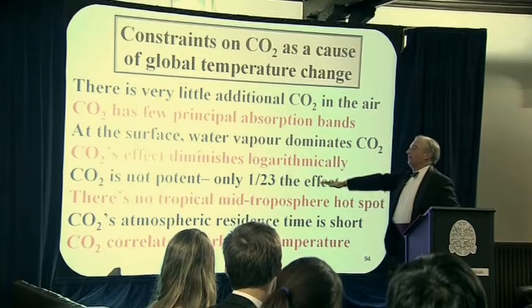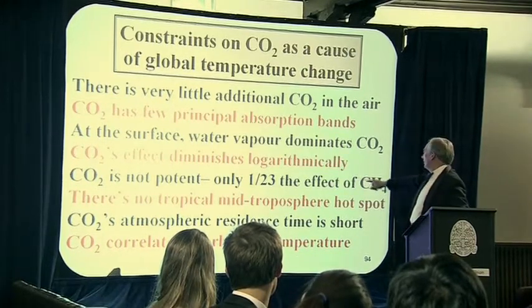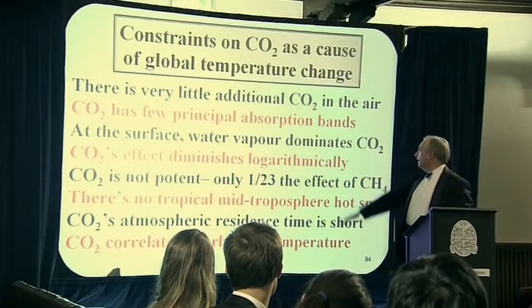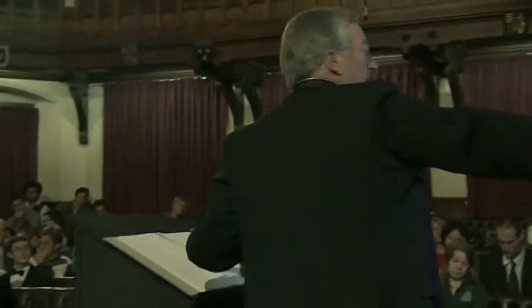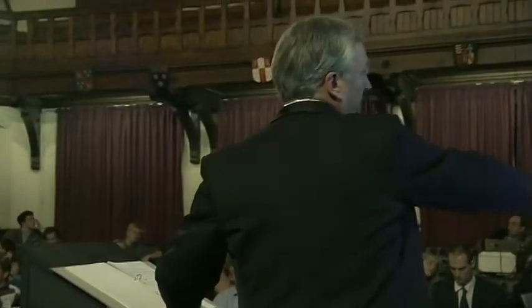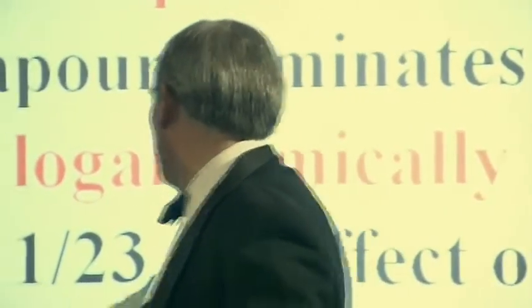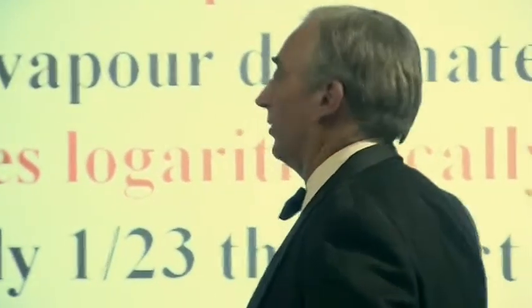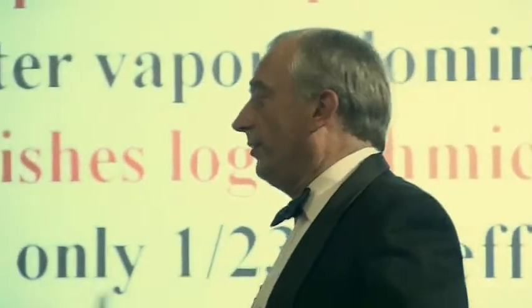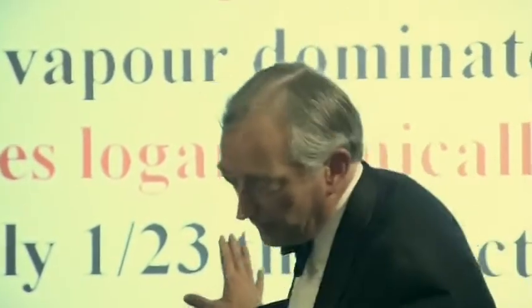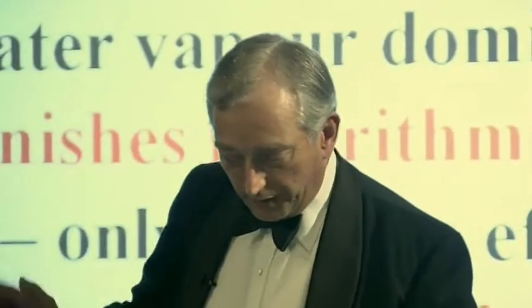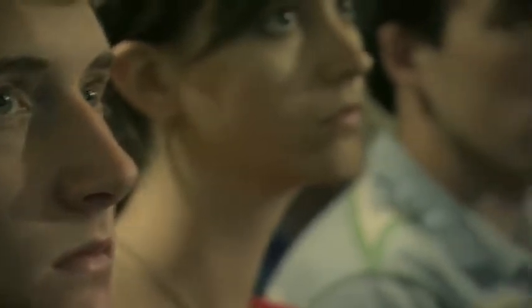CO2 is not particularly potent. It's only 1/23 as potent as methane, for instance. There's no tropical mid-troposphere hotspot. We saw that. Its atmospheric residence time is short, 5 to 10 years, whatever the UN says, and CO2 correlates very poorly with temperature, both in our own time and, of course, going all the way back 500 million years. Quite powerful constraints on what CO2 can achieve. We have to try and work out what effect can it have on the climate.